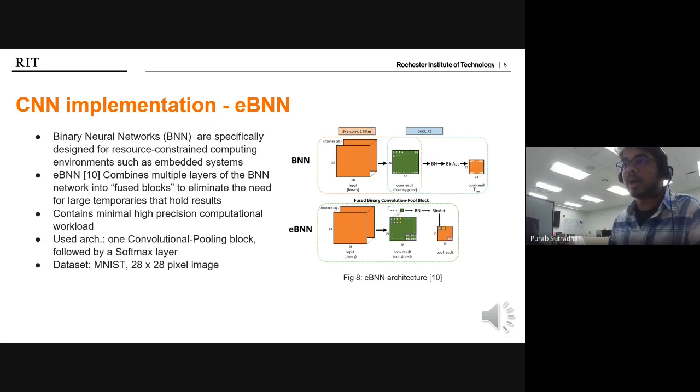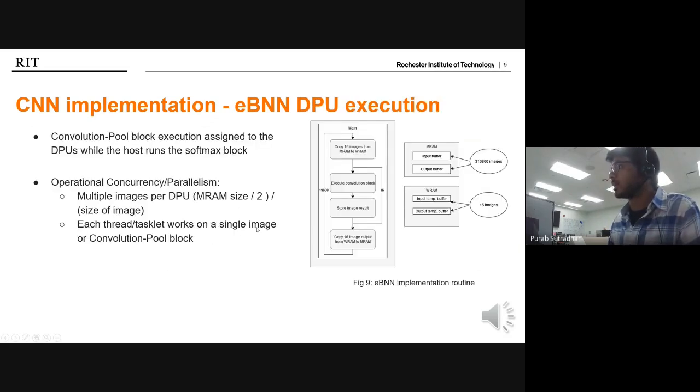So that's just BNN, but when it comes to eBNN, there are further modifications. The eBNN algorithm reorganizes the feature extractor, the fully connected and the pooling layers so that all of them can be combined into a fused block. Essentially, in this network there are two fused blocks: one is the feature extractor block and another is the max pooling block. Also, we chose the MNIST dataset for handwritten digit detection for these tasks.